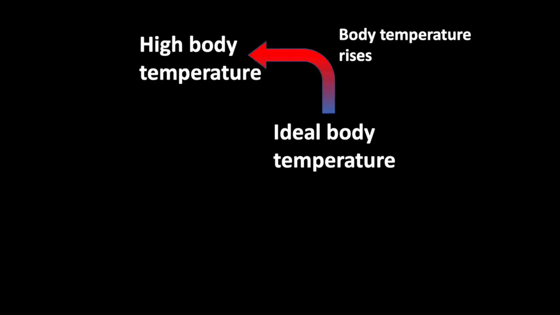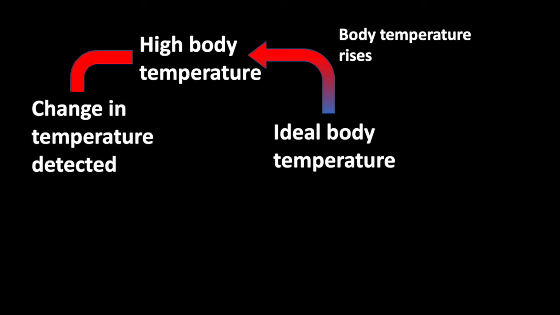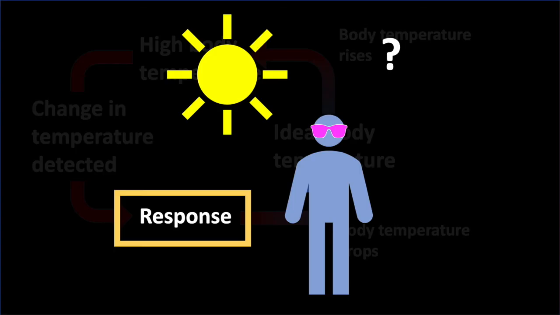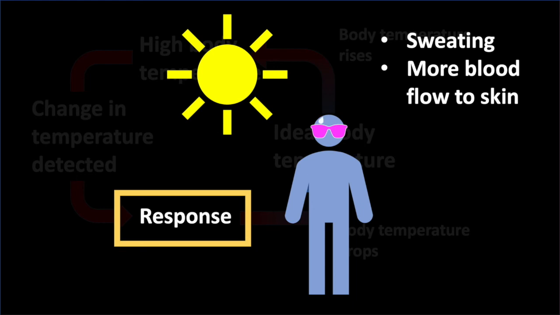What about if body temperature gets too high? Let's start again at ideal body temperature. Something happens, maybe you go outside for a jog on a hot summer day, and the body temperature rises. Again, this temperature change is detected by receptors and a response is activated to bring the body temperature back down to the ideal temperature. What kinds of responses would help to lower the body temperature? Responses activated could be, for example, sweating or more blood flow to the skin.